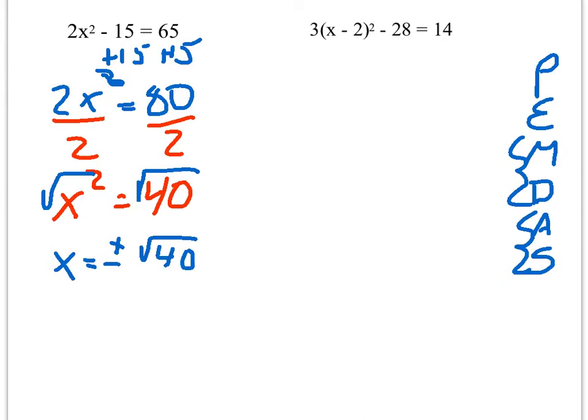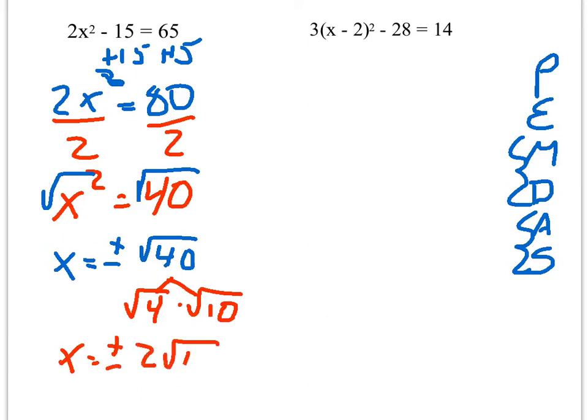Now we don't want to leave it like that. We can break it down, and that's the stuff that we learned in the previous lesson, so we want to make sure that we can break this thing down. What two numbers, when multiplied together, give you 40? One of them you need to have be a perfect square, so that would be 4 and 10. So x will equal plus or minus 2 square root 10. This is our exact answer. Alright, this is the answer that we want.